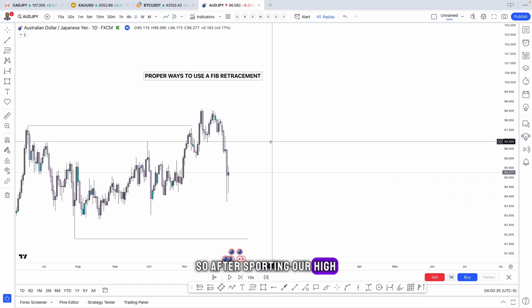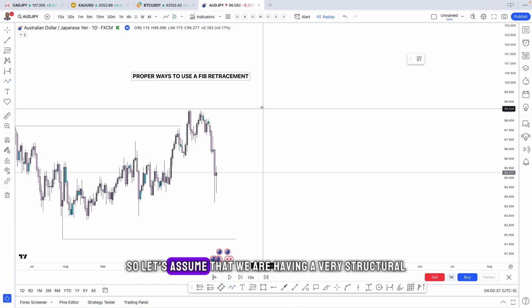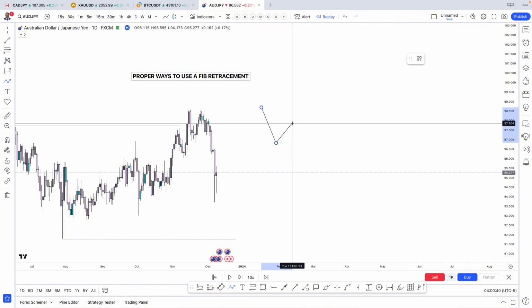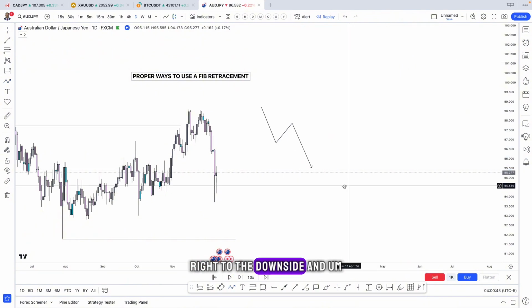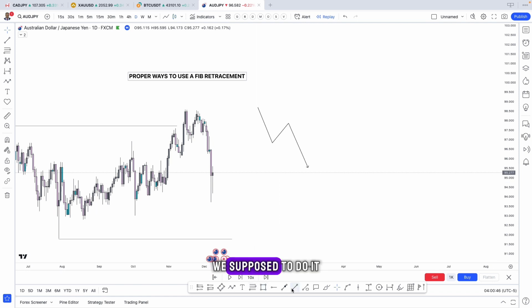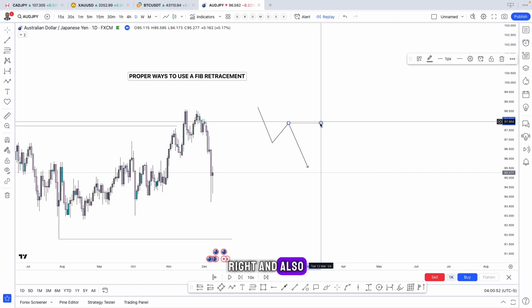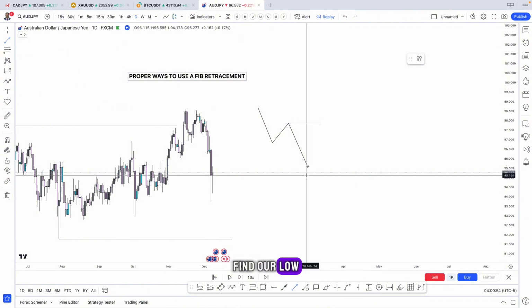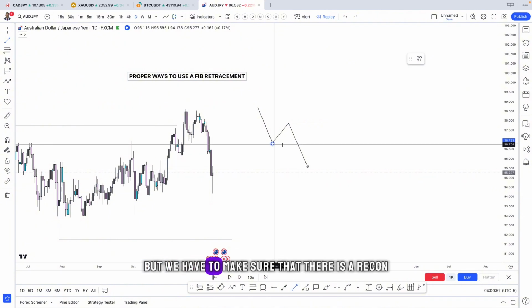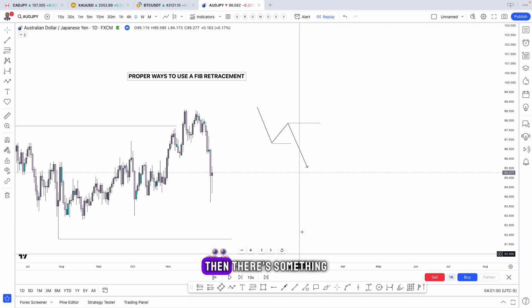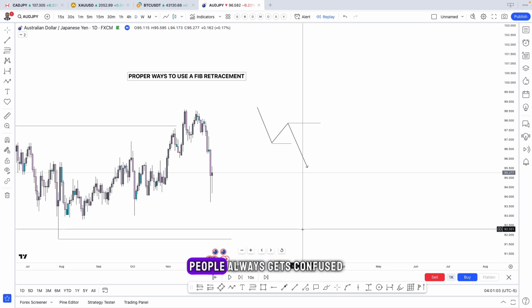So after spotting our highs and lows, let's assume that we are having a bearish structure to the downside, and we're supposed to make sure we find our highs and also find our low. But we have to make sure that there is a break of structure first. Then there is something people always get confused about. This takes us to our number 2 rule on using a Fibonacci retracement in a proper way.